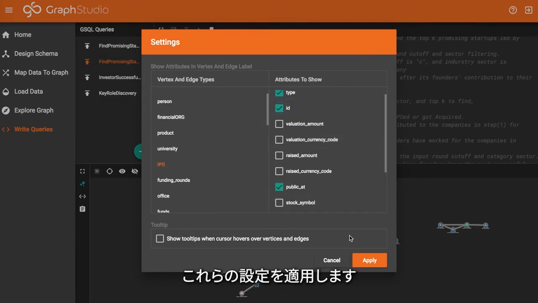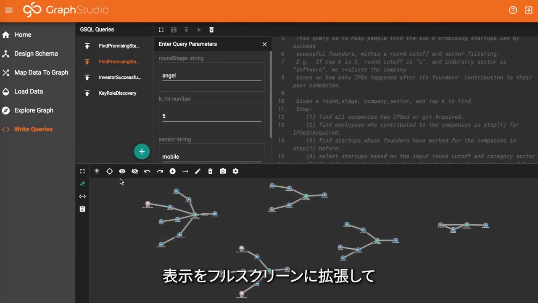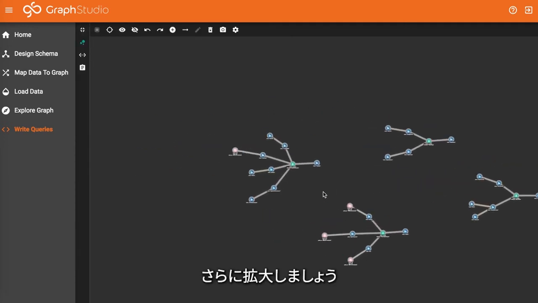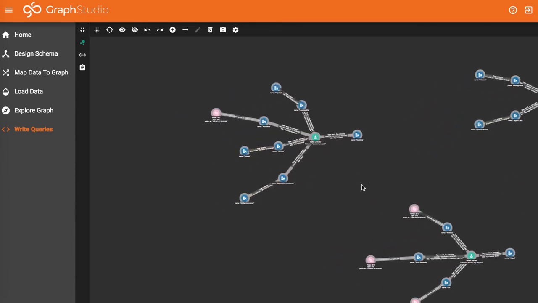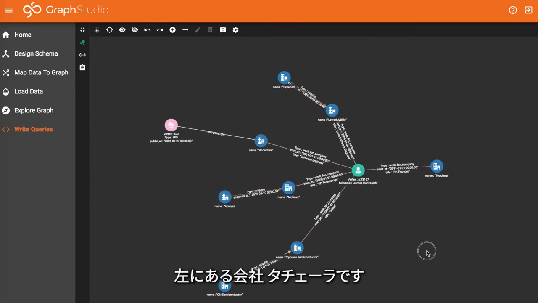Okay, let's apply these settings. Let's expand the display to full screen. And let's zoom in. So let's zoom in on this one on the left.